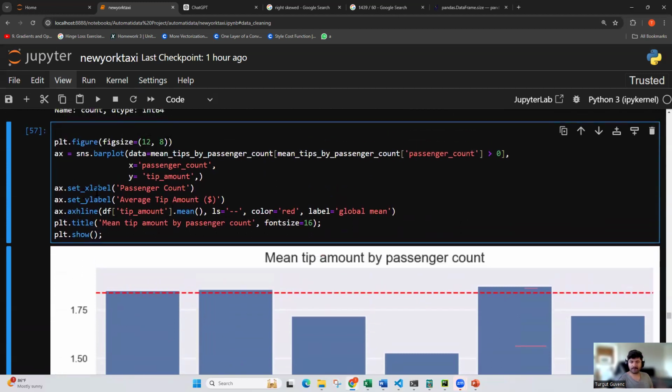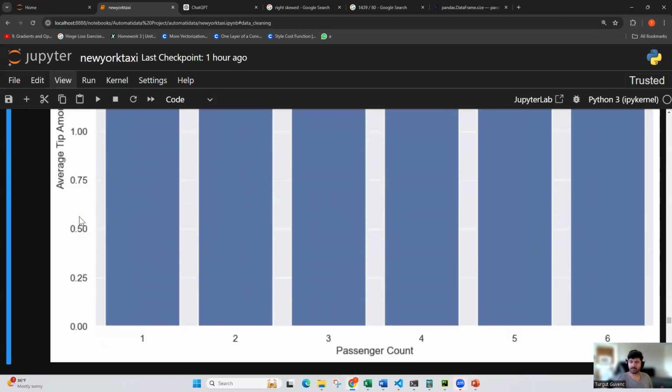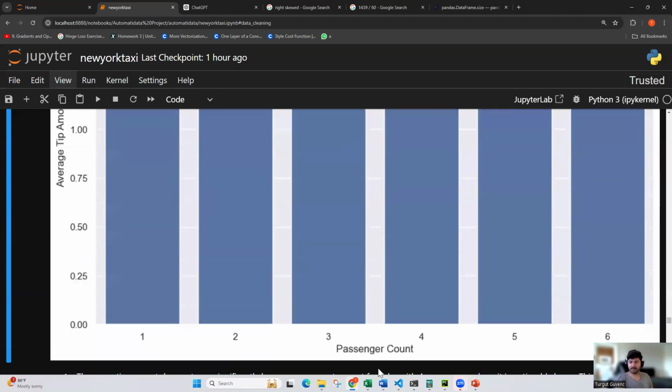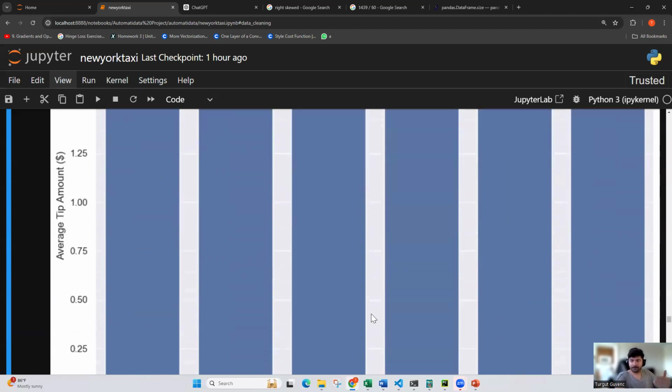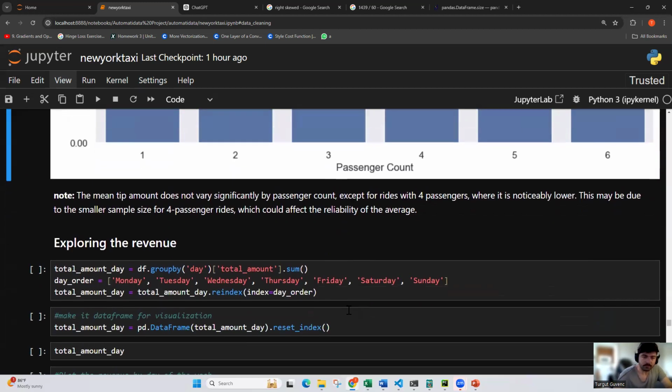Then I'm just adding that axis, setting the X label and Y label, here the Y label is average tip amount, right? This is the Y label on the Y axis, and the X label on the X axis, and so forth. Okay, this one is the PLT title. You can just change the font size and change the title name. Okay, this is another point.